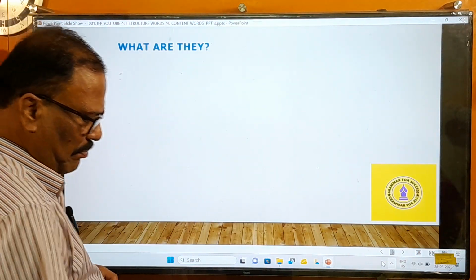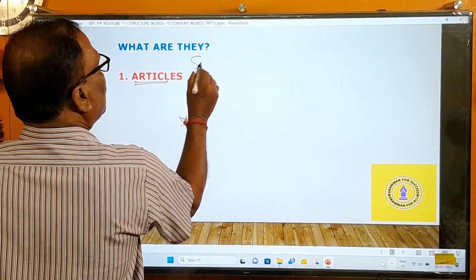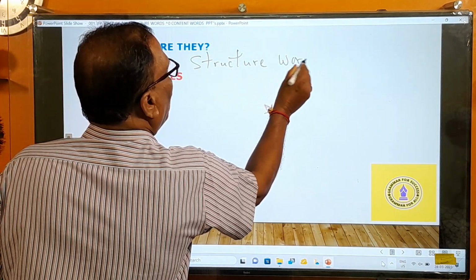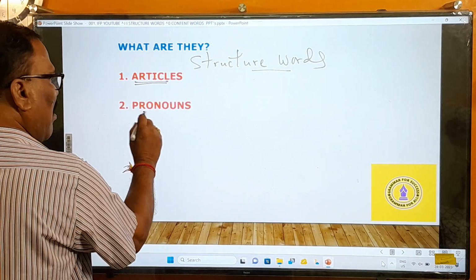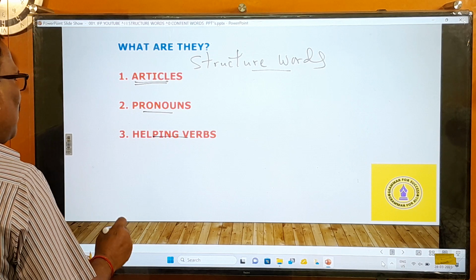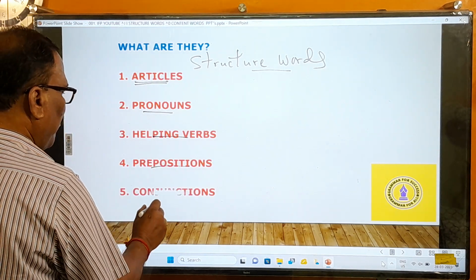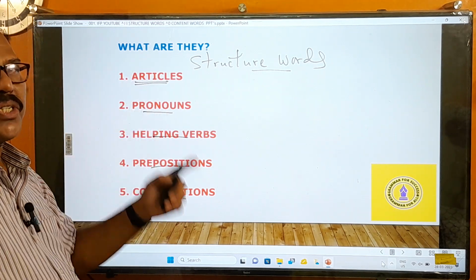What are they? Articles, they are structure words. Okay, they are structure words. Then what? Pronouns are structure words. Then helping verbs, structure words. Prepositions, structure words. Conjunction, structure words. These five are called structure words.